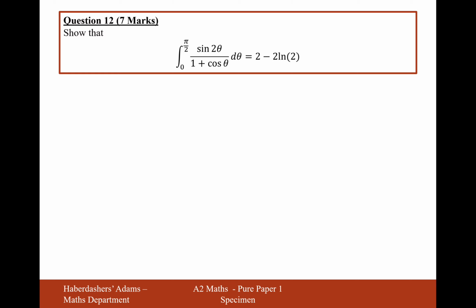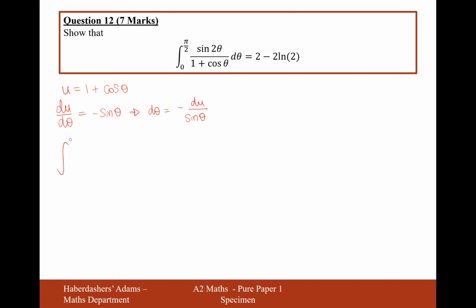We've got 1 plus cos theta on the bottom, so what I suggest we probably do then is we use a substitution of u equals 1 plus cos theta. Now let's work out what our d theta is going to have to change into. Let's do du by d theta. So that's going to give us minus sine theta. So therefore, d theta is going to have to change into minus du over sine theta.